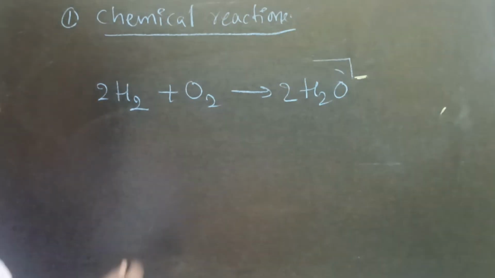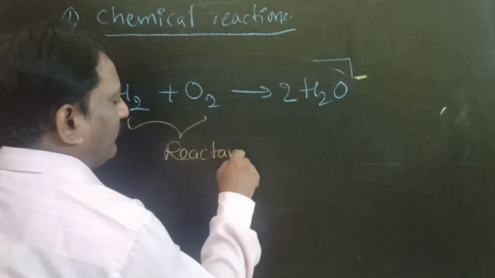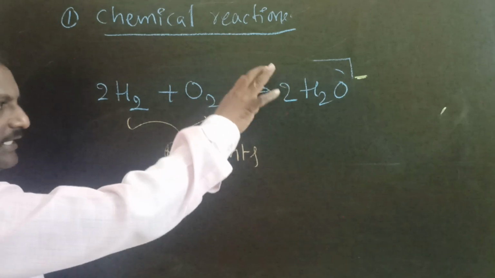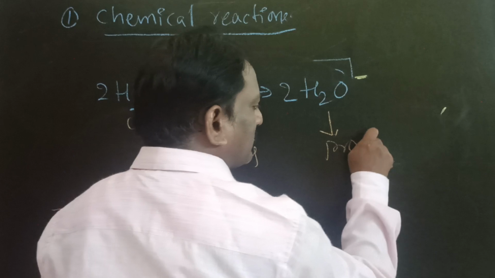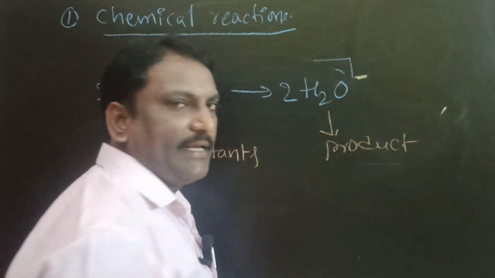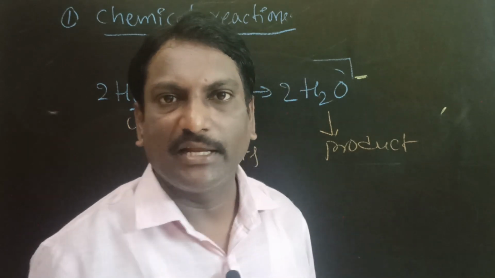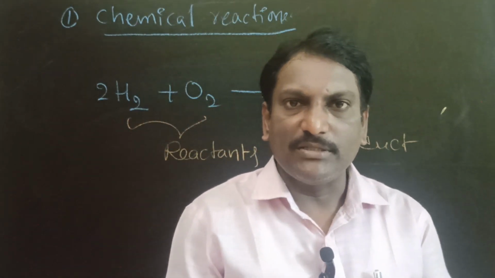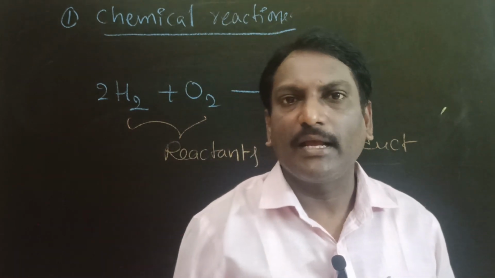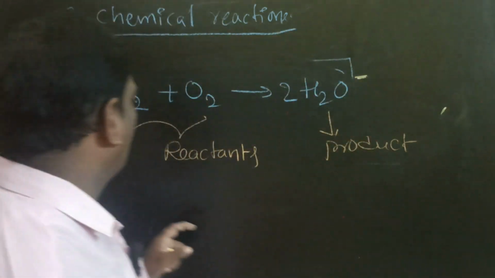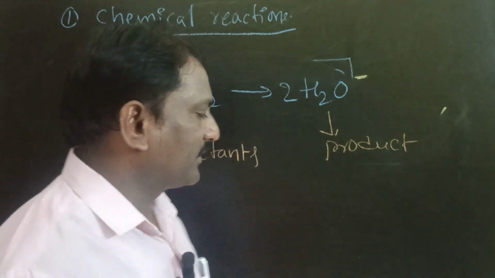In this one, these two are called reactants because they are taking part in the chemical reaction. This one is called the product because it is obtained as a result of the chemical reaction after its completion. Those chemical substances that take part in reaction are called reactants. Those obtained as a result of chemical reaction are called products. Here hydrogen and oxygen both are considered as reactants whereas water is the product.